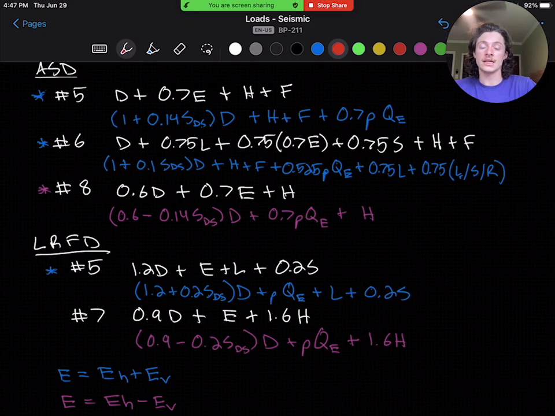Now I'm going to pause here, and in the next lecture, we'll dive into 12.4.2.1, the horizontal seismic load effect.